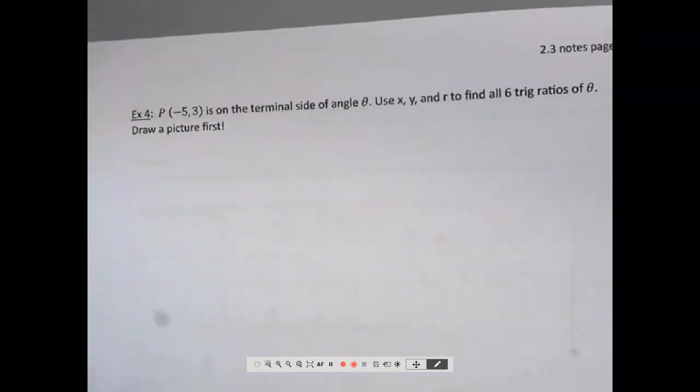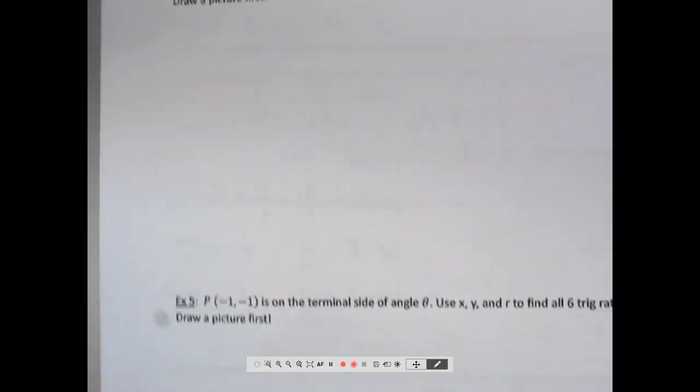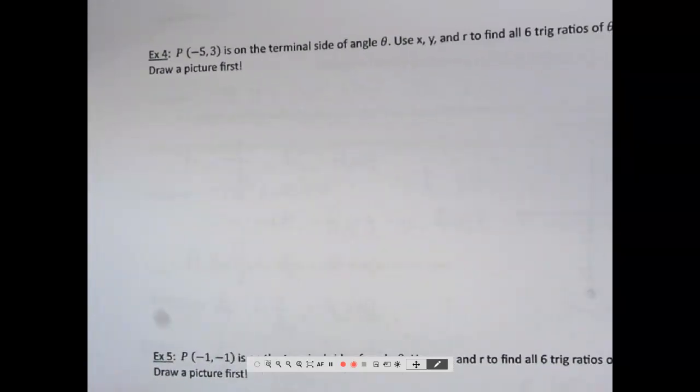All right. We're going to do 2 more that are basically just like those, but in different locations. And then we'll stop with the notes today. Okay, example 4. Point P is negative 5, 3. It is on the terminal side of angle theta. Use x, y, and r to find all 6 trig ratios of theta.